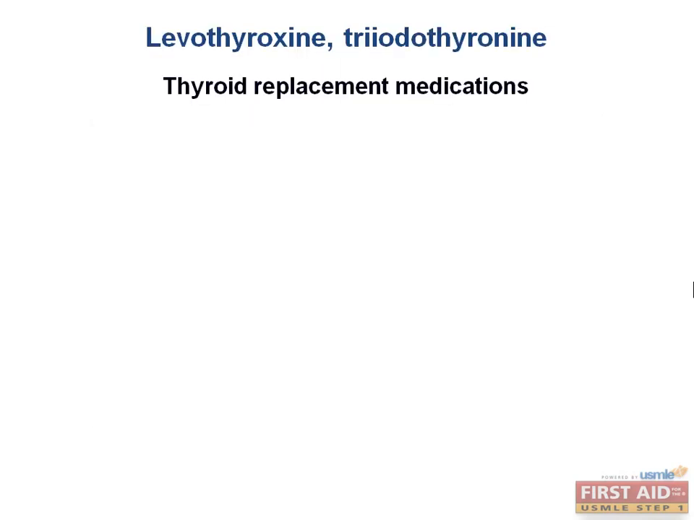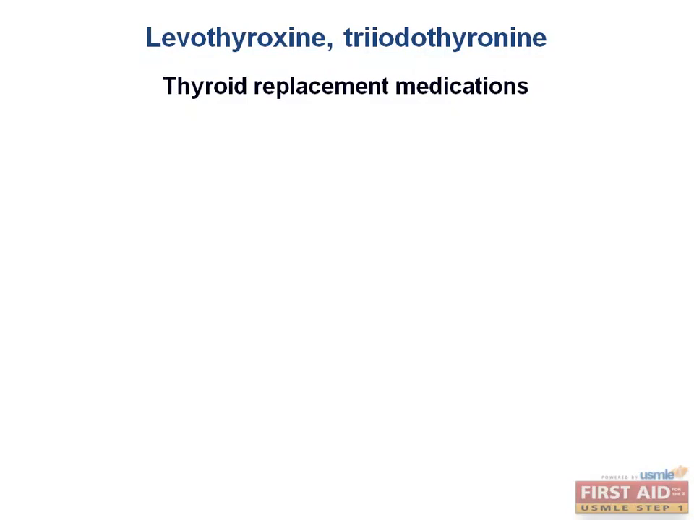Moving on to the treatment of hypothyroidism, we have 2 drugs to remember. Levothyroxine and triiodothyronine are synthetic versions of thyroid hormone. Specifically, levothyroxine is T4 and triiodothyronine is T3. Do you remember which one is the active form of the hormone? Right, T3.